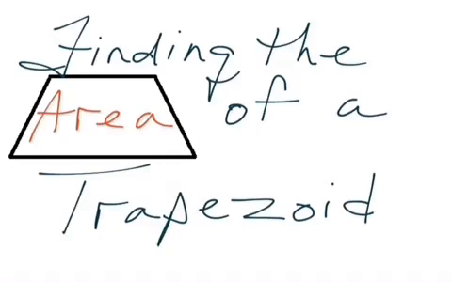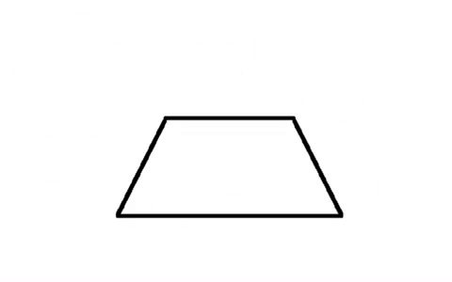Finding the area of a trapezoid. So a trapezoid is a little bit like a parallelogram. It's a quadrilateral, but the difference between it and a parallelogram is that a trapezoid only has one set of parallel lines right over here. A parallelogram has two, but you'll see the lines right here are not parallel. They're going opposite directions here.